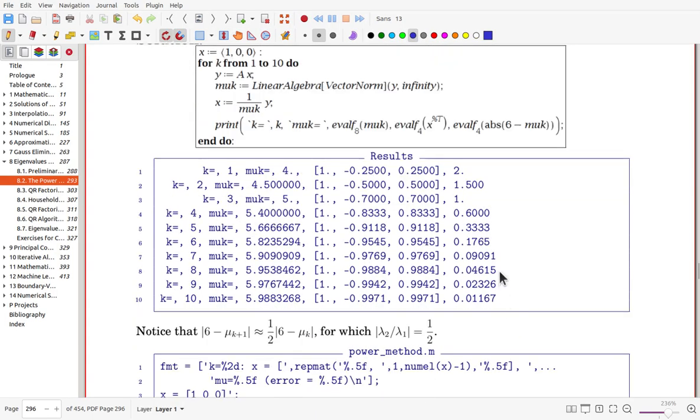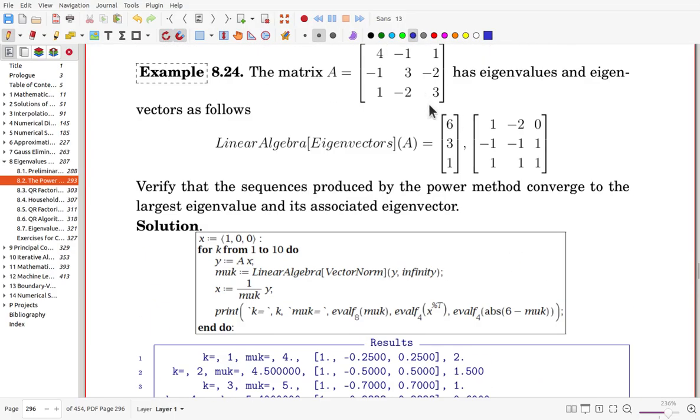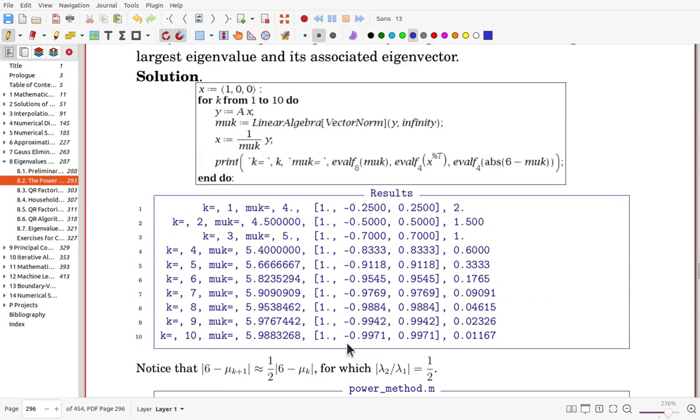Okay, that's the result after 10 iterations. As you can see, mu k is converging to 6, but not yet complete. Now for the eigenvector, the exact eigenvector is (1, minus 1, 1). Now it is around 1, around minus 1, and around 1. Not yet complete, but anyway, it is approaching (1, minus 1, 1).